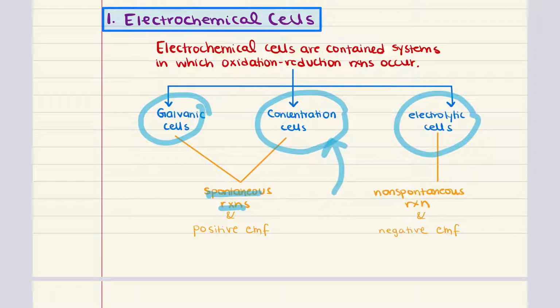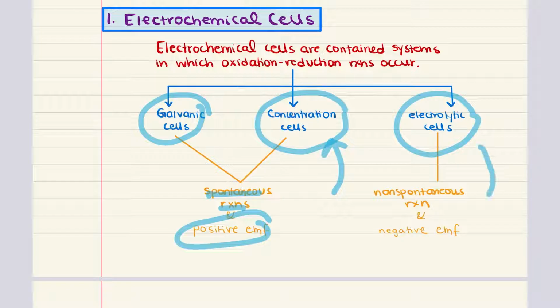Concentration cells are a specific type of galvanic cell where the electrodes are identical, but the electrolyte concentrations differ. The difference in concentration drives the movement of electrons, generating an electric current. Like galvanic cells, concentration cells also produce a positive EMF, and they involve spontaneous reactions.